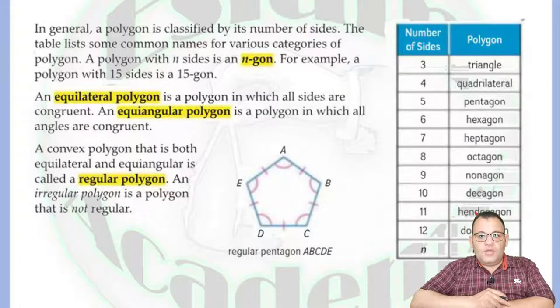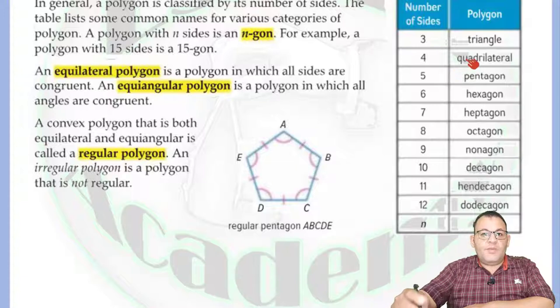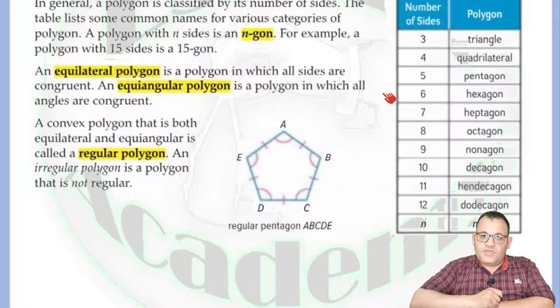Now the names of the polygons. The name of a polygon is defined by the number of sides. If we have 3 sides, it will be a triangle. If we have 4 sides, it will be a quadrilateral. 5 sides, pentagon. 6 sides, hexagon. 7 sides, heptagon. 8 sides, octagon. 9 sides is nonagon. 10 sides is decagon. And that's the name of the polygon according to the number of its sides.